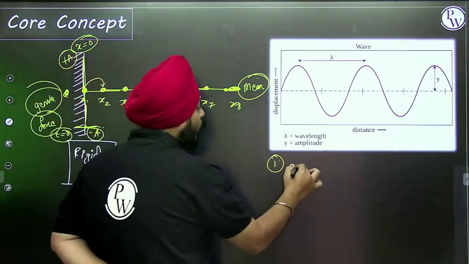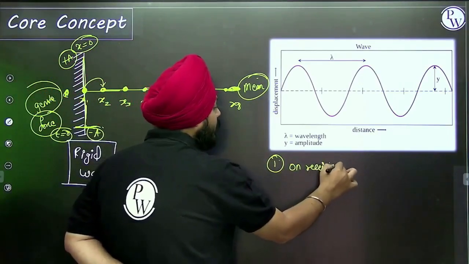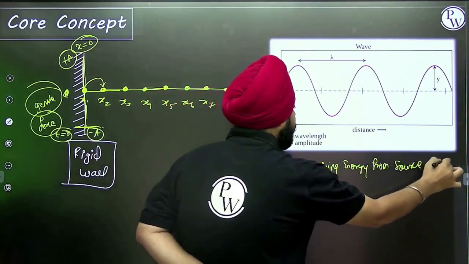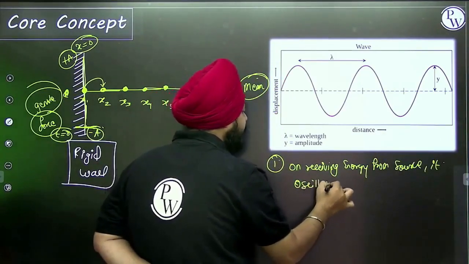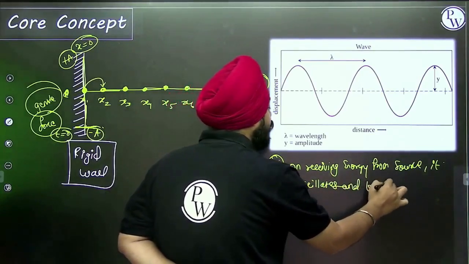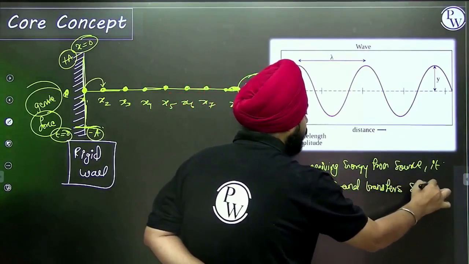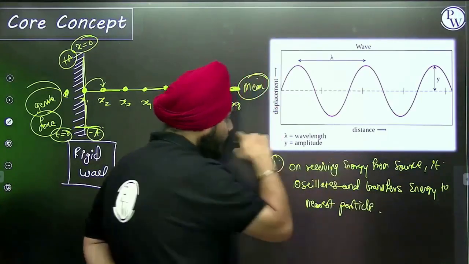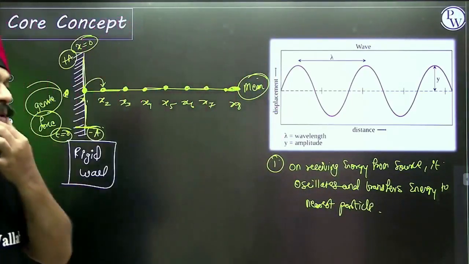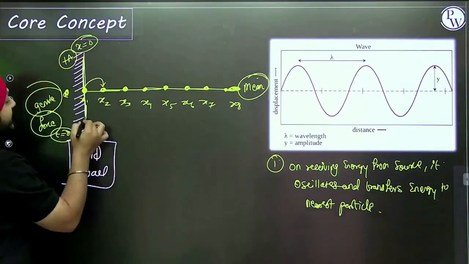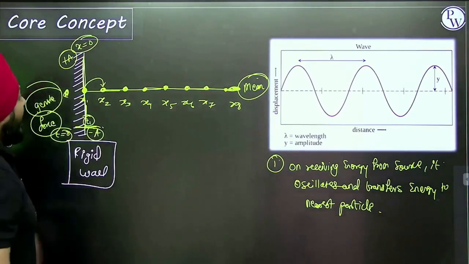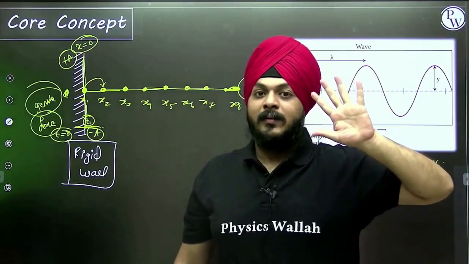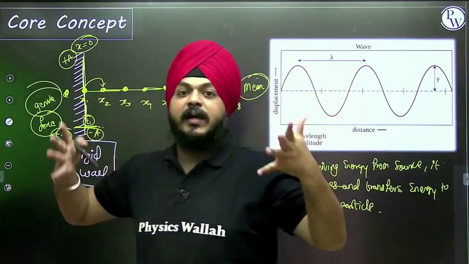First point: on receiving energy from the source, the particle oscillates and transfers energy to the nearest particles. It transfers the energy to the nearest particle. Now, this happens at t equal to t1. Now, x1 has transferred its entire energy to the particle at x2. Now, x2 has received the energy.